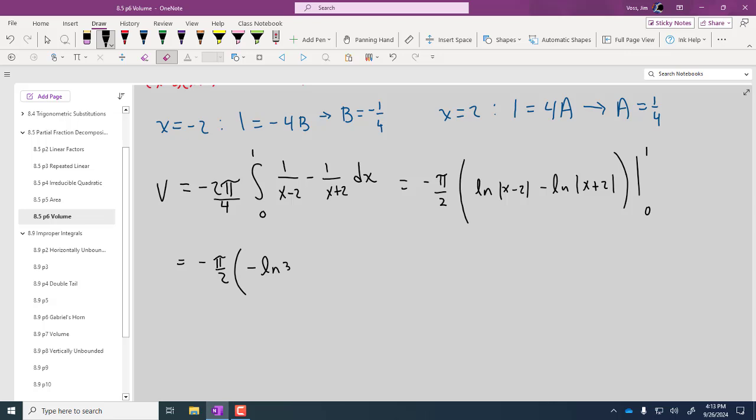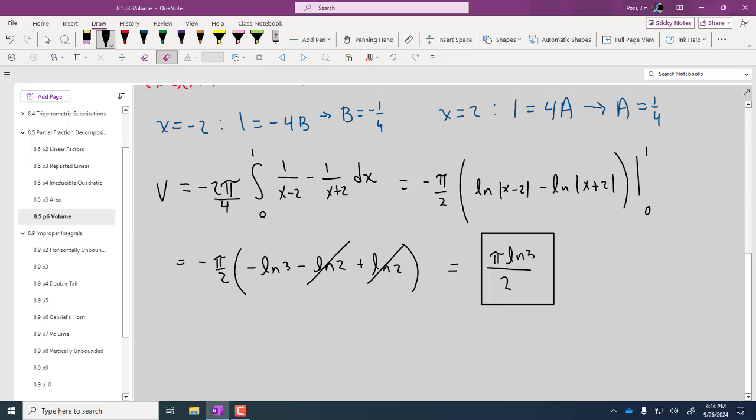Plugging in the 0, so now we're subtracting off what we get when we plug in 0. Plugging in 0 here, absolute value of negative 2 is 2. We're subtracting this, so that's going to become a plus. And plugging in 0, that's going to be a natural log of 2 also, so those are going to cancel. Those both go away. So we end up with positive pi ln 3 divided by 2.